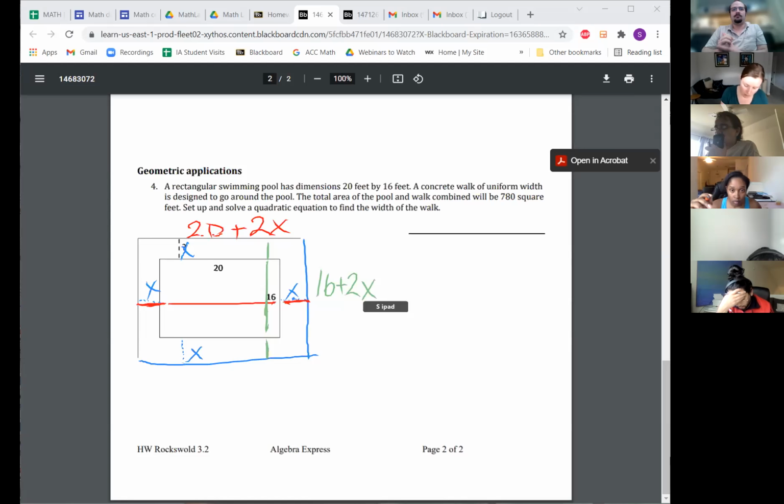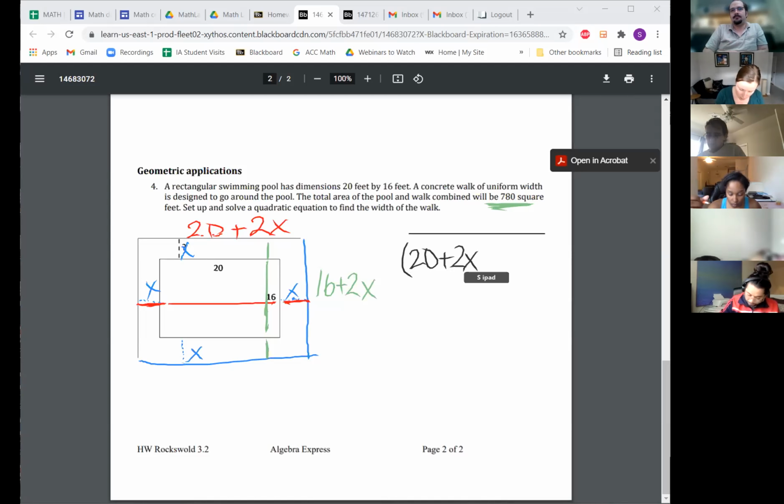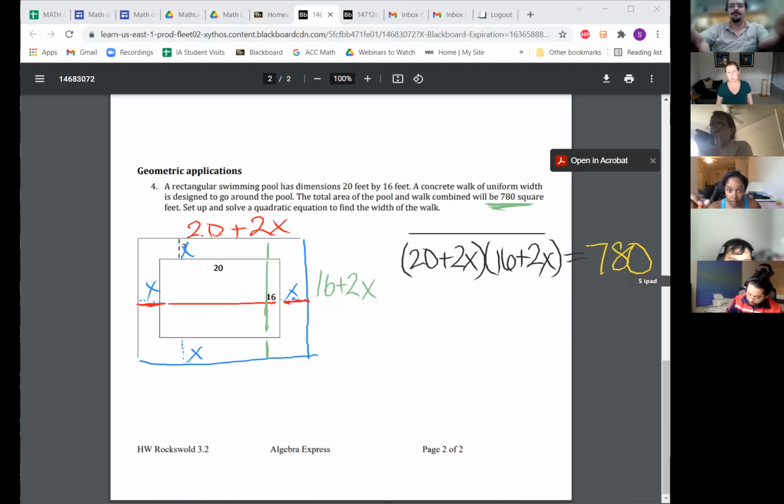Now, I said at the beginning that if we multiply all of it together, we get 780 because that's the whole area of the pool and the walkway. So just to set this up, because I know we're not going to have time to solve it, and you all know how to do distribution now, I'm just going to help you set it up. We're going to multiply the two together, and that equals, I'll write it in yellow since I'm over there, 780. That's how you set it up. That's how you get started.